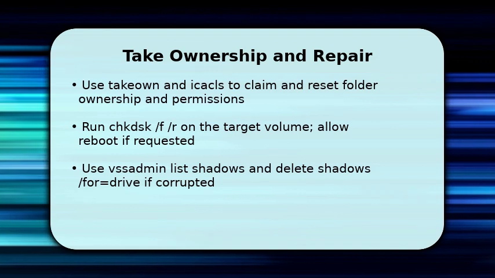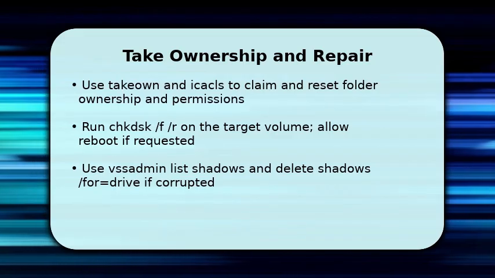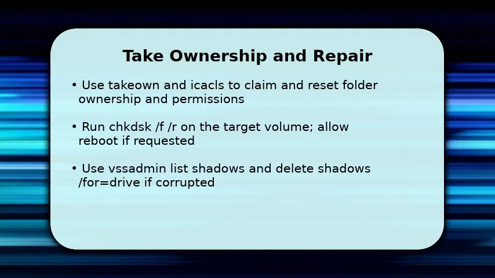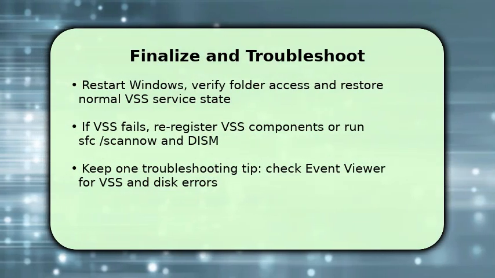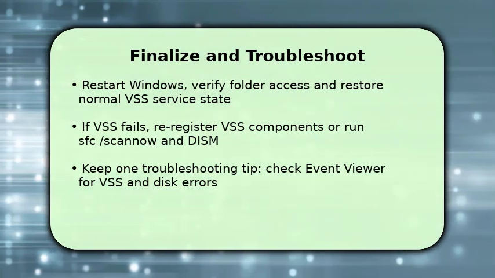After chkdsk, list VSS snapshots with vssadmin list shadows and remove corrupted ones with vssadmin delete shadows /for=X: /all if necessary. Finish by restarting Windows and confirming the System Volume Information folder is accessible only to SYSTEM and Administrators, and that Volume Shadow Copy service is running normally.